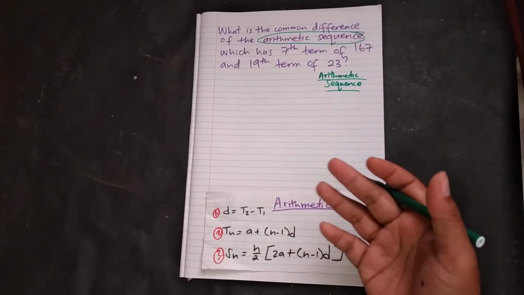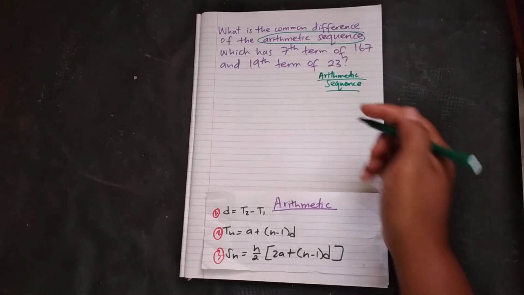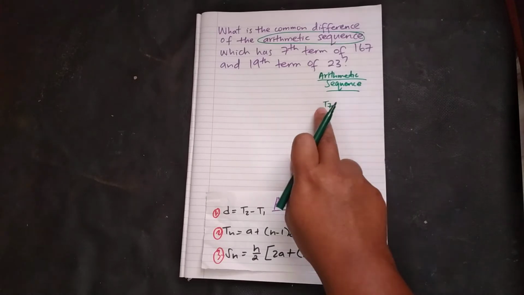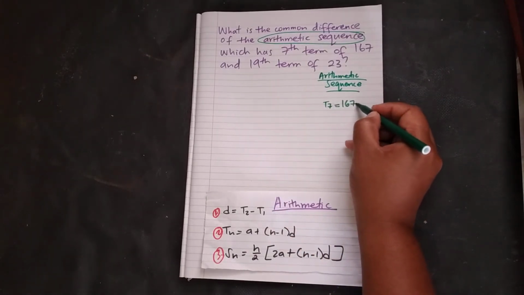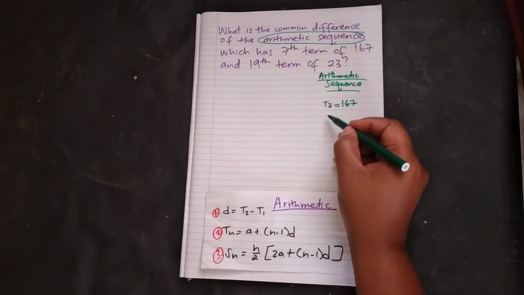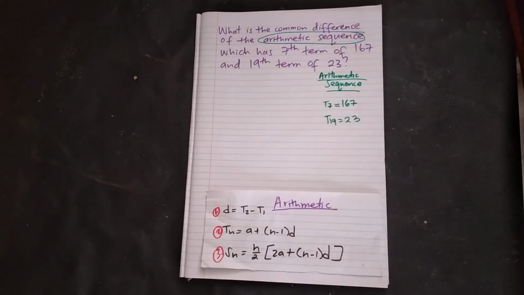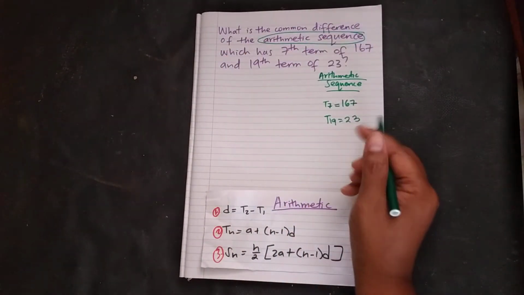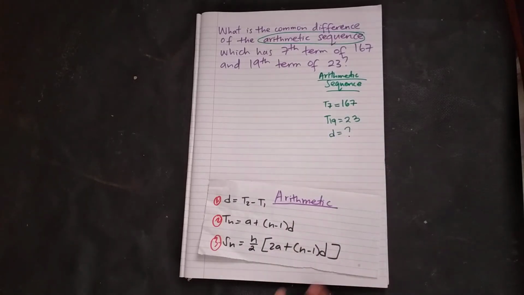Which has 7th term of 167. So what is the meaning of 7th term of 167? 7th term simply means our T7, our 7th term, the value is 167, and 19th term of 23, so that means our T19 is equal to 23. And what are we looking for? What is the common difference? So that means that will be our D. We are looking for our D.